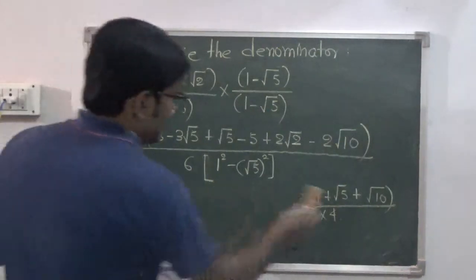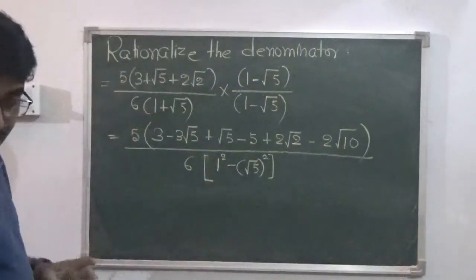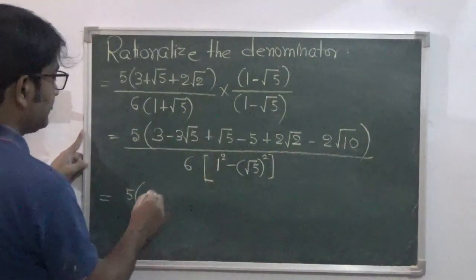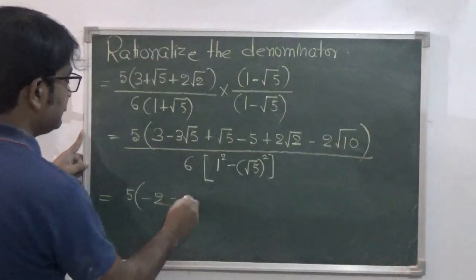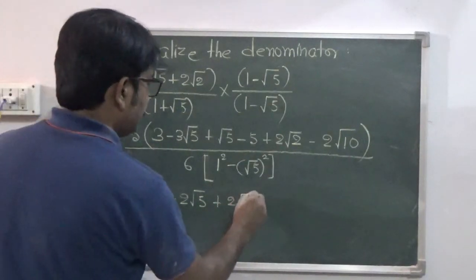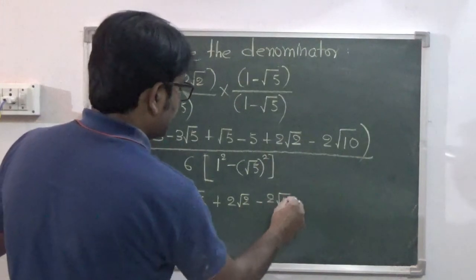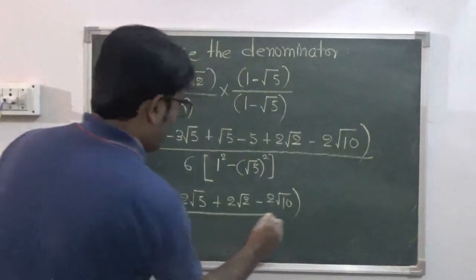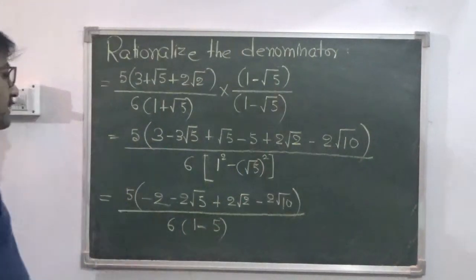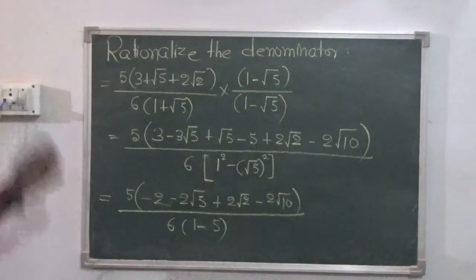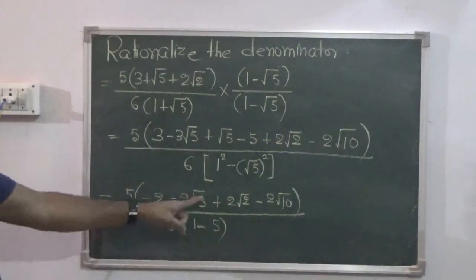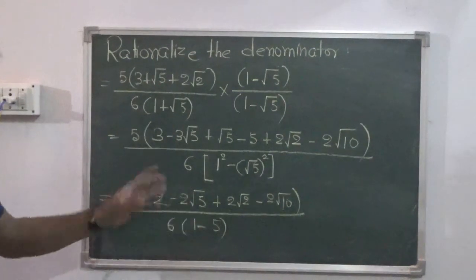So let us write out this once again. So let us move from here. It is 5. 3 minus 5 is minus 2. Then this is minus 2 root 5. Then this I missed out. That is 2 root 2 minus 2 root 10. And this divided by, we have got 6 into 1 minus 5. Okay. So we can take minus 2 common from the numerator, that is minus 4. So it will cancel each other.